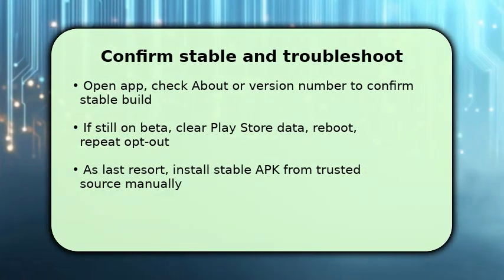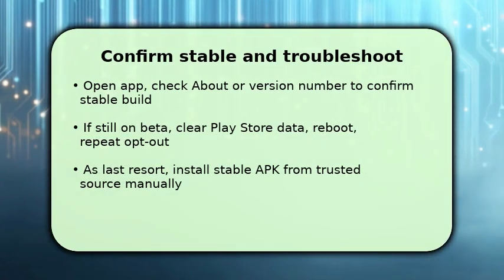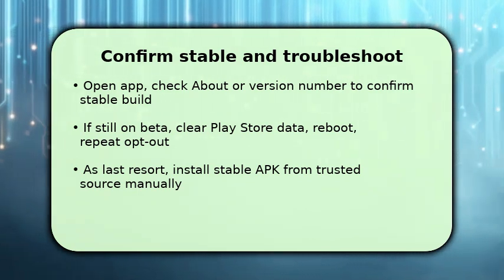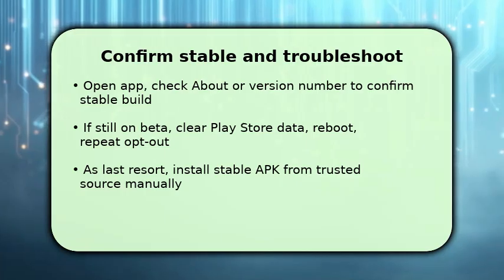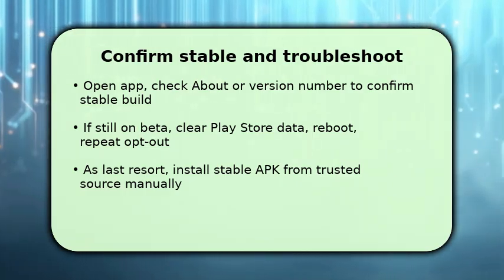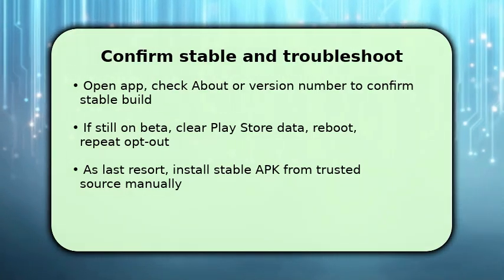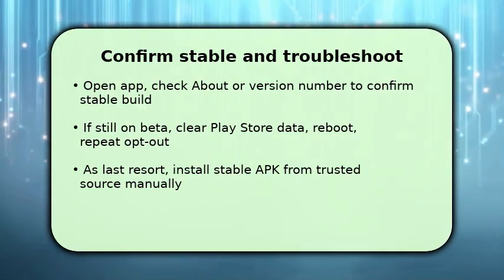If you still see beta, clear Google Play Services and Play Store data, reboot the device, and repeat leaving the program then reinstalling. Make sure to allow a few minutes for Google's servers to propagate the change. If nothing works, uninstall and sideload the official stable APK.